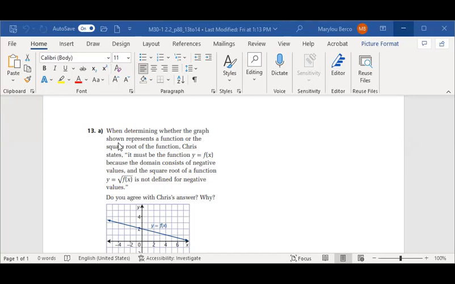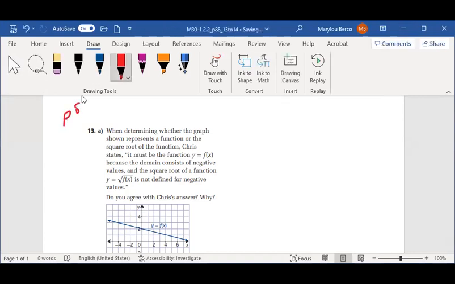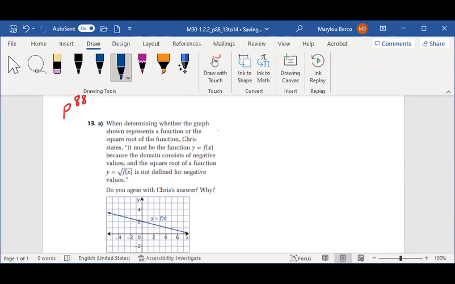Let's take a look at number 13 on page 88. When determining whether the graph shown represents a function or the square root of a function, Chris states it must be the function y equals f of x because the domain consists of negative values, and the square root of a function y equals root f of x is not defined for negative values. Do you agree with Chris's answer?